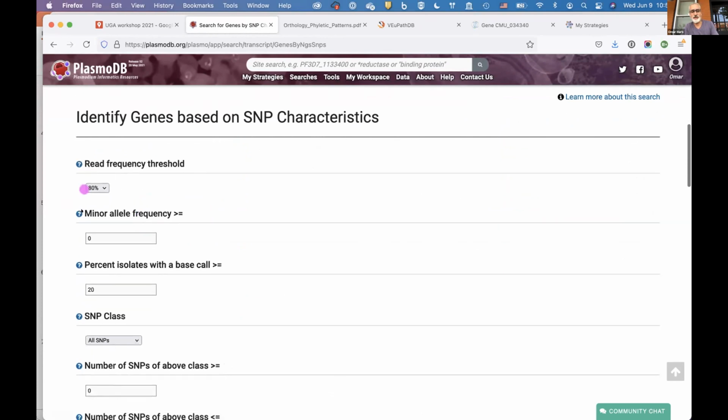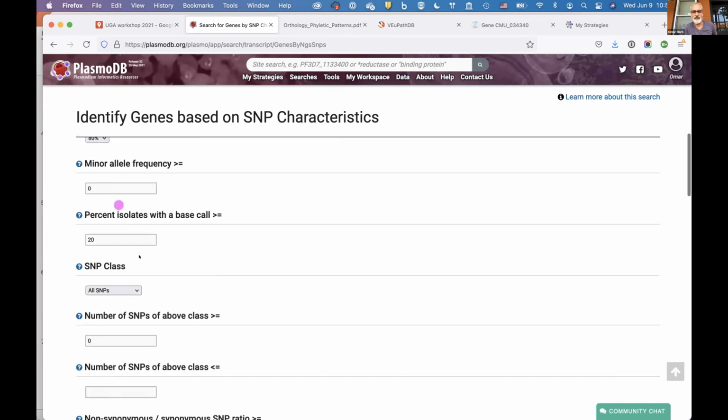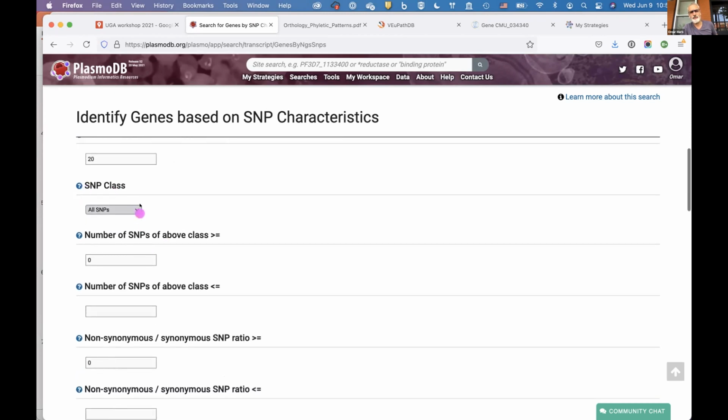Now you'll notice here that you're defining similar characteristics as before, so I won't go over read frequency again or minor or major allele. I usually leave the minor allele at 0 for most of my searches. Basically, I don't care. And the percent isolate with base calls will help you increase the stringency. But now here, you can actually define the type of SNP that you want to return, or the genes that contain a particular type of SNP. So in this case, I can, for example, say I want to find all genes that have non-synonymous SNPs. And you can even define the number of non-synonymous SNPs that you would like those genes to contain. For example, I can change this to 10.